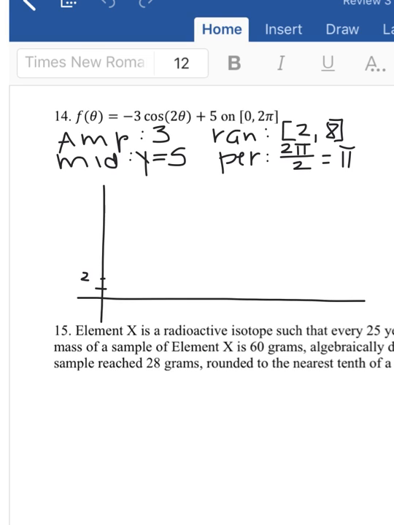the minimum is 2, 5 is your midline, 8 is your max. So again, you're only graphing points on these 3 lines.